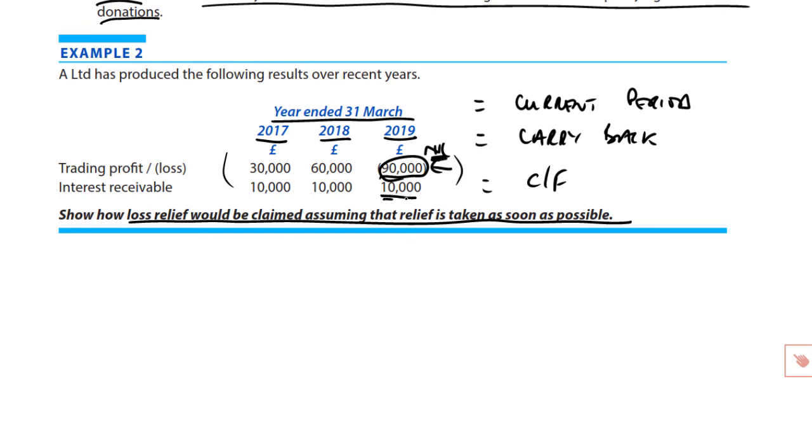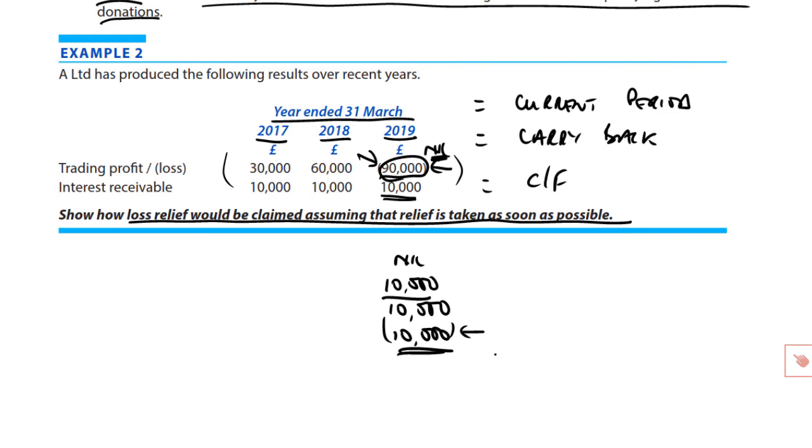It'll go against that 10,000 to begin with. It goes against total profits. In this current period, you'd have a nil assessment, £10,000 of interest receivable, total profits 10,000, current period claim 10,000, eliminating all of that total profit. Once you've done that, then in your loss memorandum working, you'd have shown the loss, that was 90,000, less current period claim, 10,000 equals 80,000.